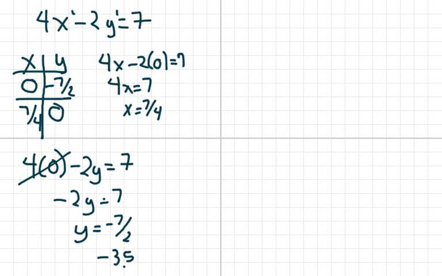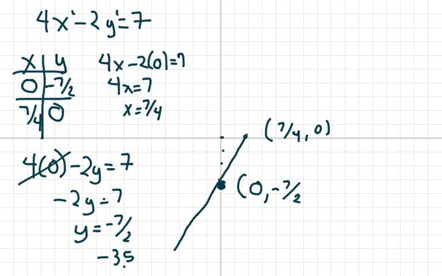Now I'm going to go for x is 0 and y is negative 3.5, 1, 2, 3.5. So I'm going to put a big point there. And for x is 7/4, which is very close to 2, that's going to be at 0. So this point here is 0, negative 7/2, and this point here is 7/4, comma 0. Then all I have to do is connect these dots, these points, and I have my equation. Okay?